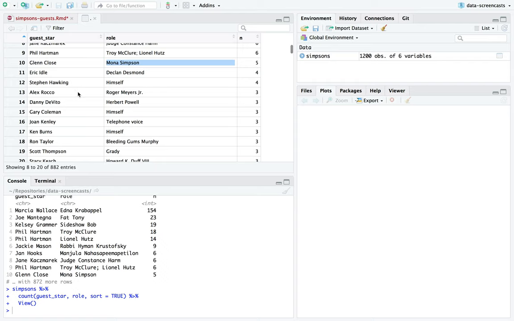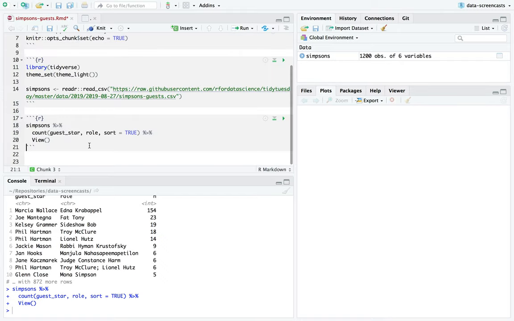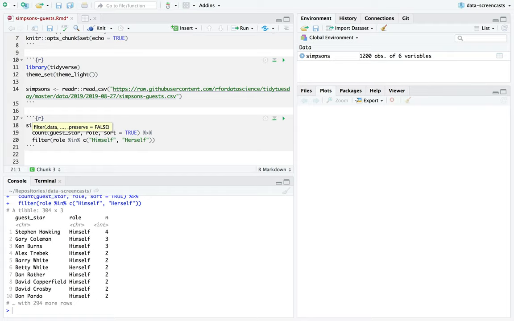And so the character who appears most often as themself is Stephen Hawking, who played himself in 4 Simpsons episodes, it looks like. But let's actually ask that for a moment. Who played themselves the most? There's going to be himself. I'm going to say there's himself and herself. Here it is, yeah. We have himself or herself.